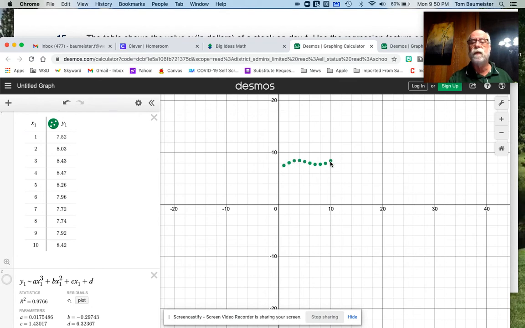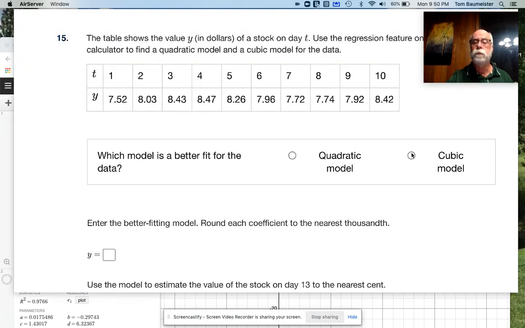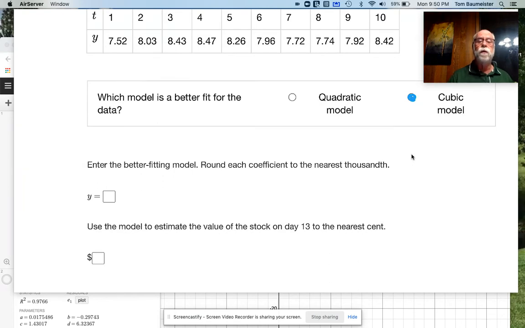I want you to look at that. Does that look like it's going to be a parabola? You might have to zoom in or zoom out. But again, does that look like a parabola? And you should say no. So if that's not a parabola, we know that that is a cubic model. So you're going to say cubic here. Then they're asking us to enter the better fitting model and to round each coefficient to the nearest thousandth. So that would be what? 3 decimal places, ladies and gentlemen.